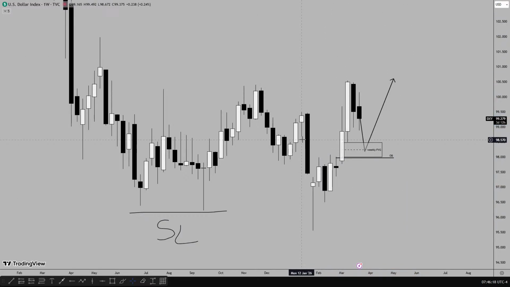Now, at the same time, look at this inversion weekly fair value gap. Now, looking at this inversion weekly fair value gap, you can see that the points of interest that I pointed out are within the range of the inversion fair value gap.